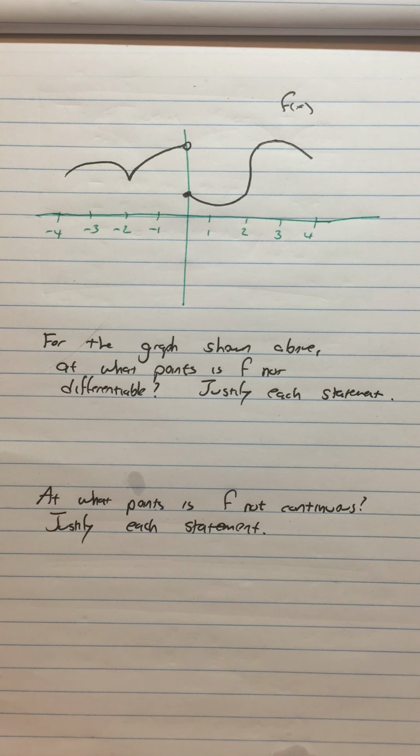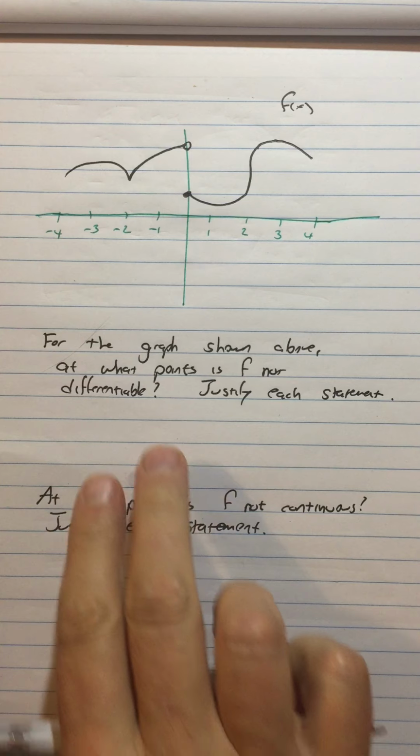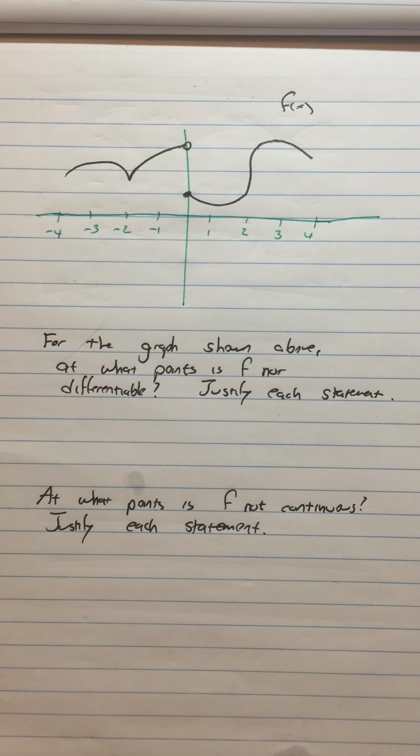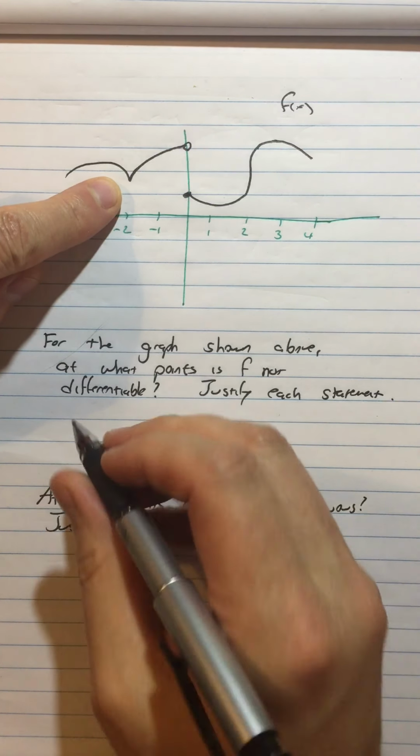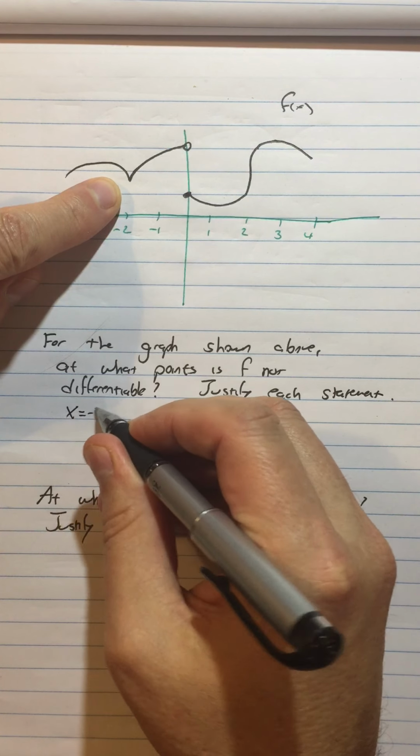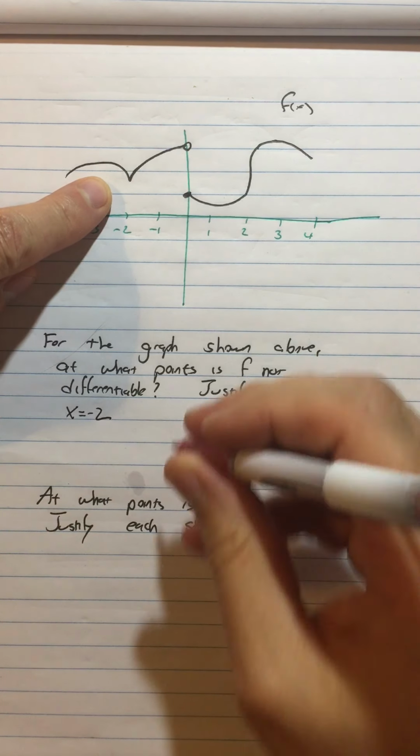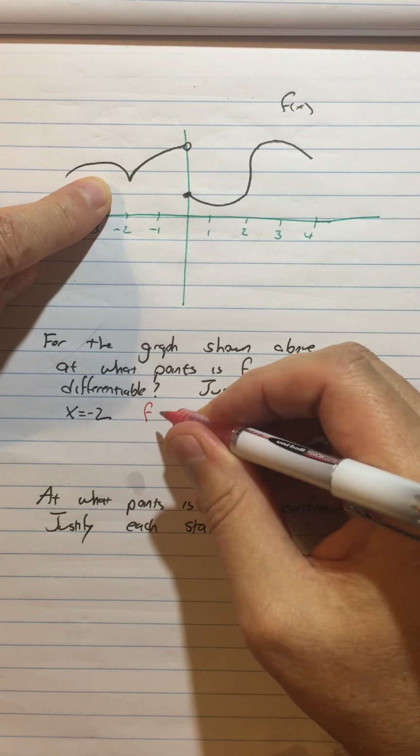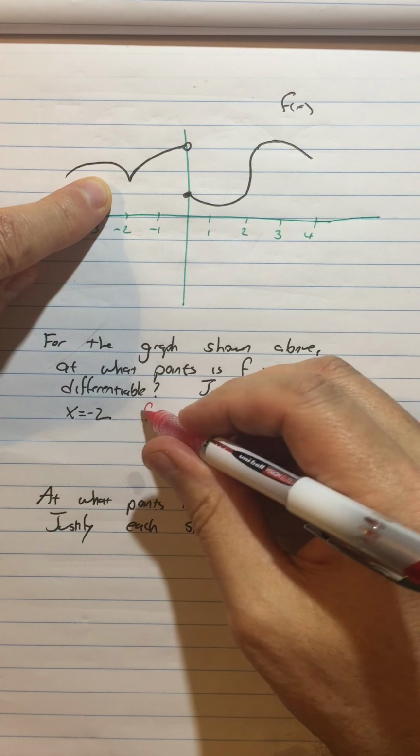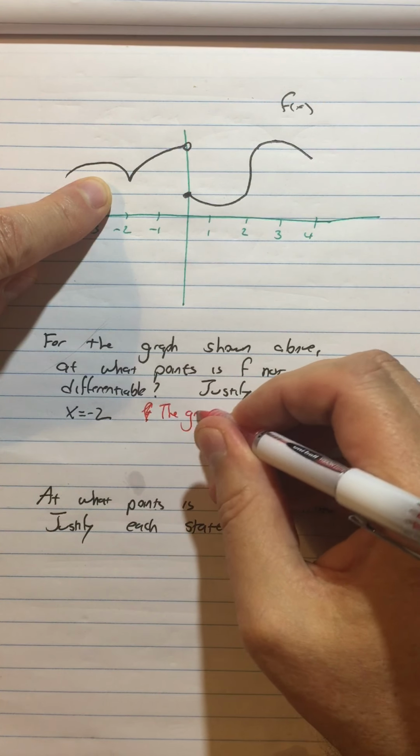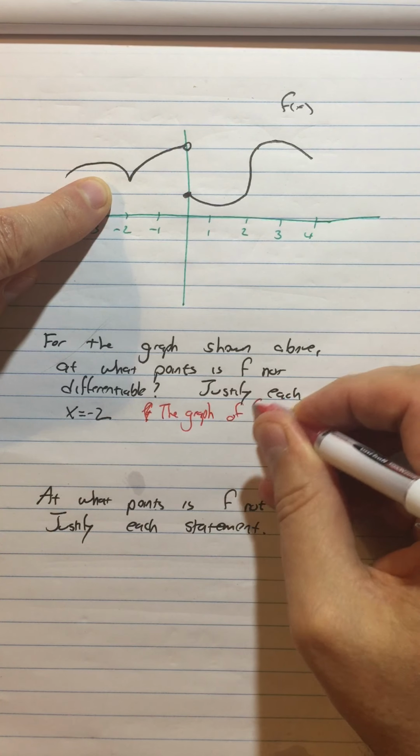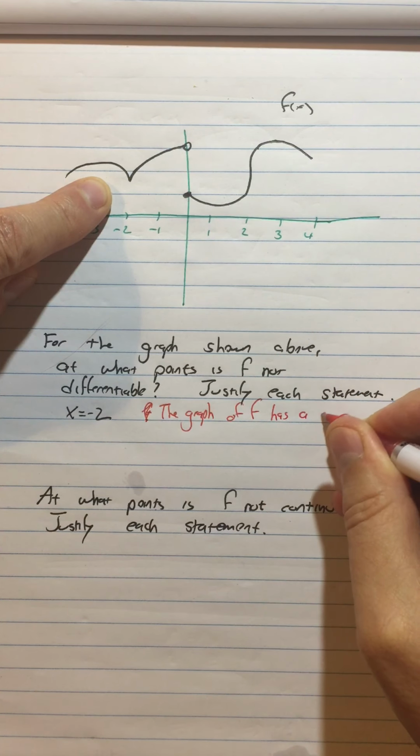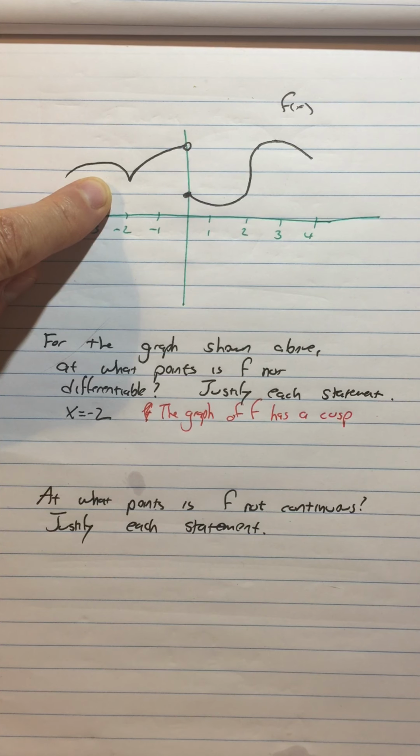Okay, I'm going to assume you have now paused and answered. So, at what points is f not differentiable, and we need to justify each statement, okay? Right here I see a cusp. So, at x equals -2, and the reason is because f, I really should say the graph of f, the graph of f has a cusp. That's all you have to say for a complete justification.